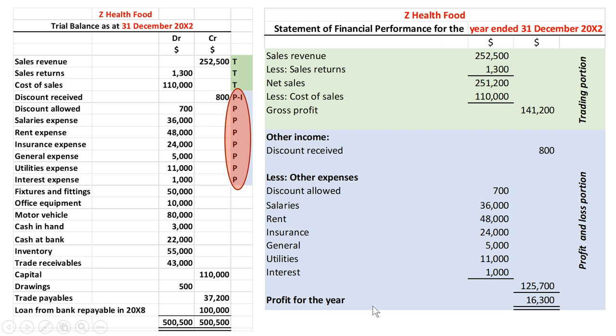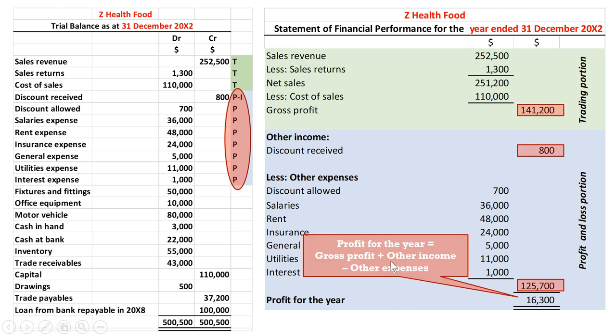Finally, we need to calculate the profit for the year. The formula to do that is simply the gross profit we have here, add the other income, and subtract away the other expenses. And there we get our $16,300 profit for the year. With that, we have completed the first statement, which is the statement of financial performance for the year ended 31st December 20X2 for Z Health Food.